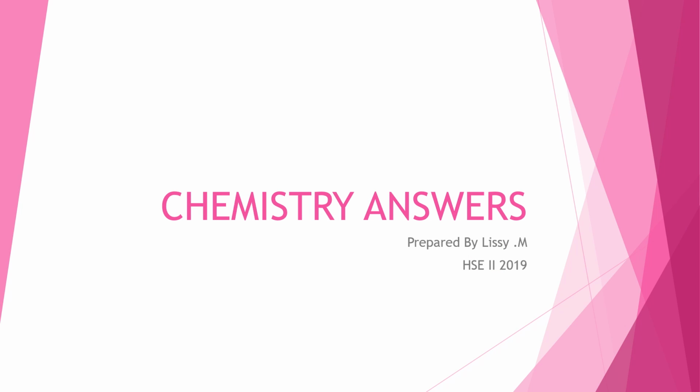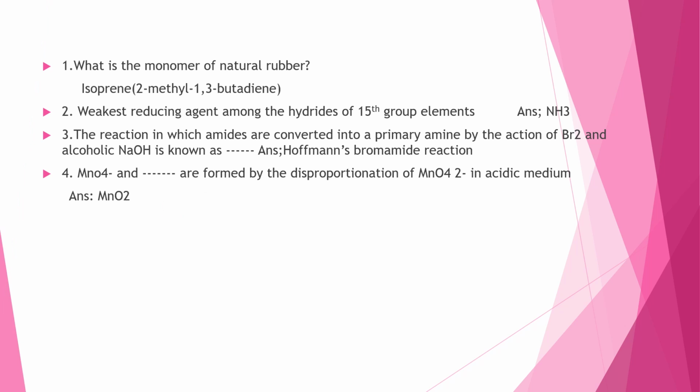Hello all, in this presentation I try to answer all the questions of the 2019 higher secondary chemistry examination. First question, what is the monomer of natural rubber? Monomer of natural rubber is isoprene, that is 2-methyl-1,3-butadiene.